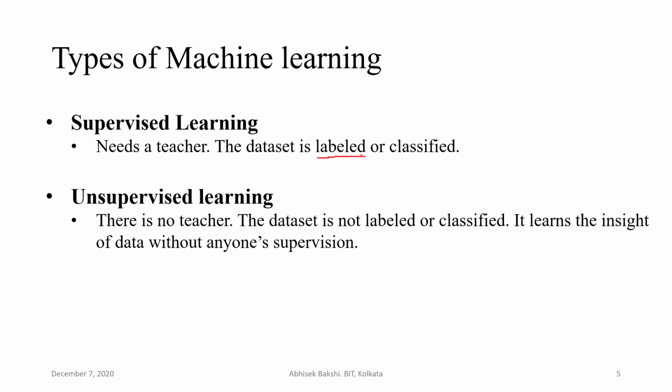Now how are you doing that? That is a part of learning, so one by one we will go through that. But this type of learning is called unsupervised learning. So that's why it is given there is no teacher. The data set is not labeled or classified, so it learns the insight of the data without anyone's supervision.